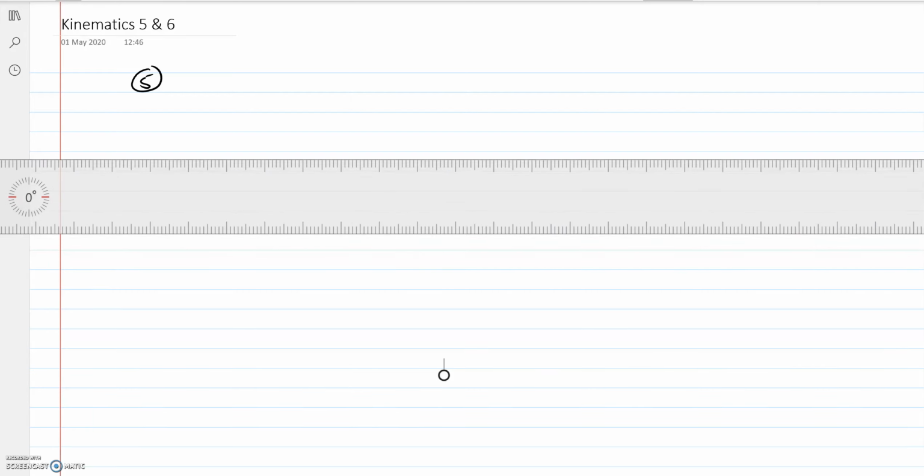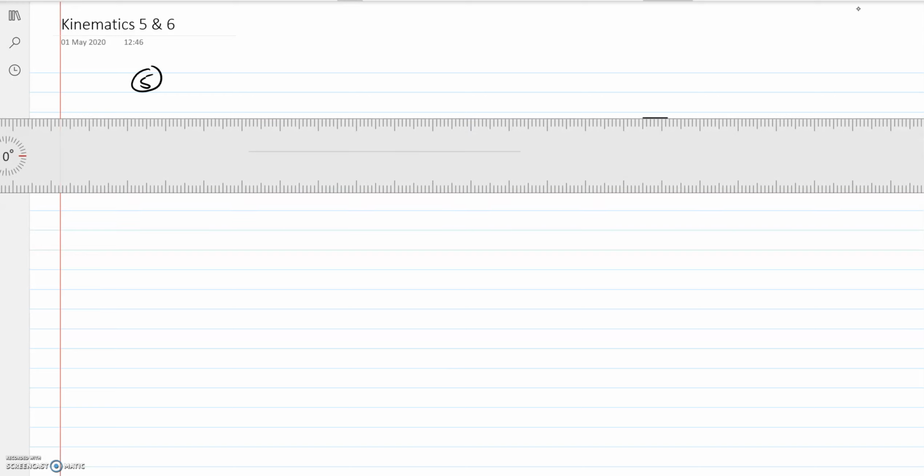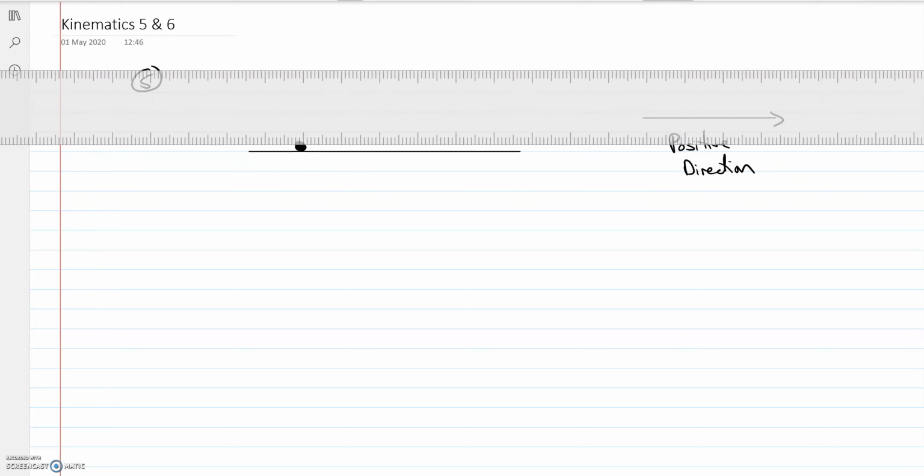Let's get our diagram drawn. So it's moving in a straight horizontal line. Okay, and that's important. And these questions will always be like that. So we'll go from left to right again. So let's make this our positive direction. So here's our particle moving along the straight line. And it's decelerating at 4 meters per second squared.